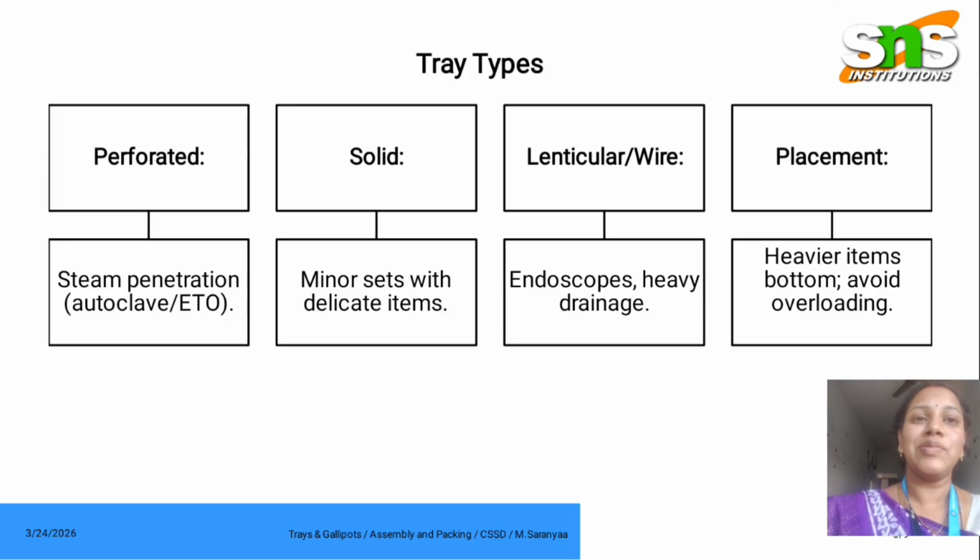So the tray types present are perforated, solid, lenticular wire, and placement. The perforated trays are used for steam penetration, that is autoclave and ethylene oxide sterilization. For solids, we are using minor sets with delicate items. For lenticular or wire type of trays, we are using for endoscopes and heavy drainage. And for placement, these are heavier items at the bottom, and avoid overloading. This is a major thing. You should not overload the trays or gallipots, as that may also be a reason for improper sterilization.